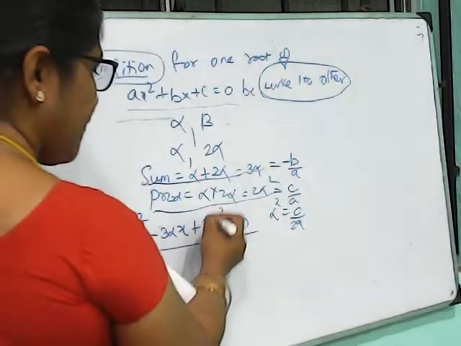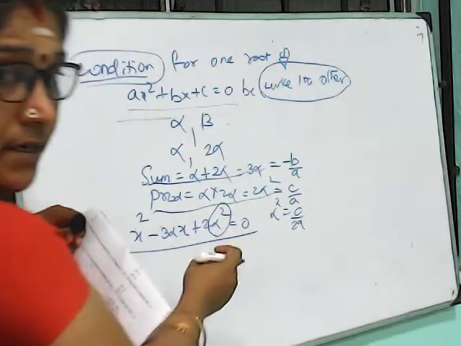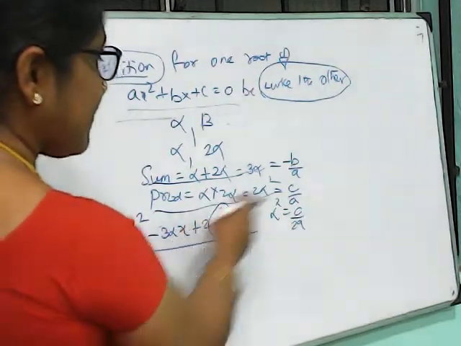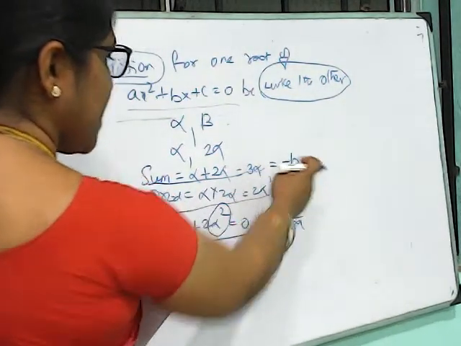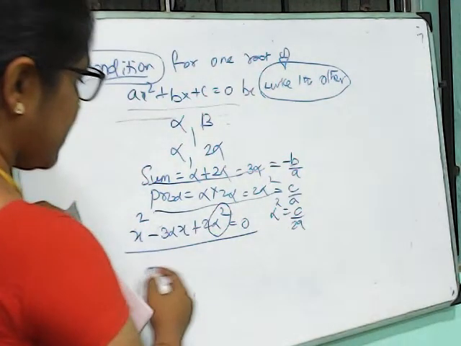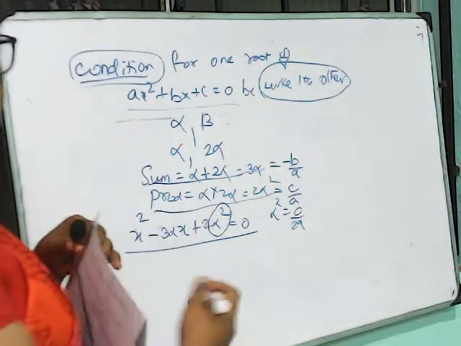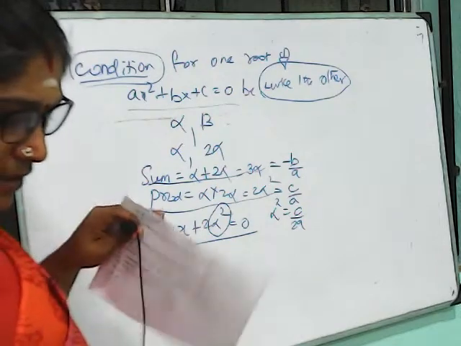Okay. Appo instead of alpha square, I can write C by 2A. Okay. Instead of alpha, I can write 3 alpha, I can write minus B by A. So substitute all in this, you will get the condition for it. This is how you need to find out the answer.